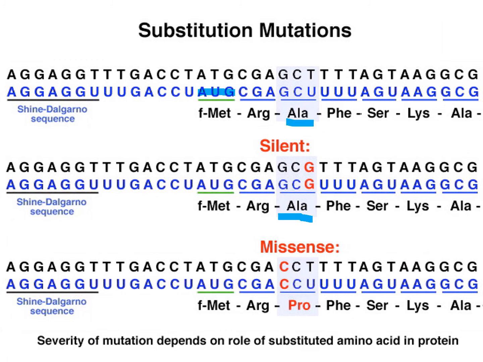However, in the third row, we have what we call a missense mutation. Some of these have little or no effect on protein function, while others may cause profound changes. And in this case, there is a proline substitution for an alanine.